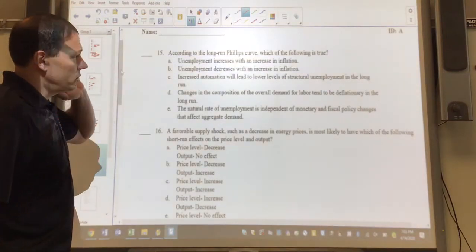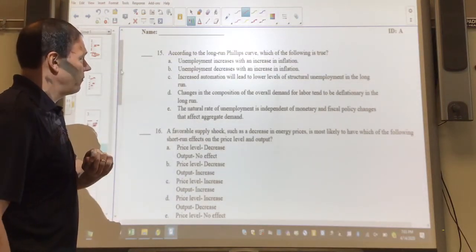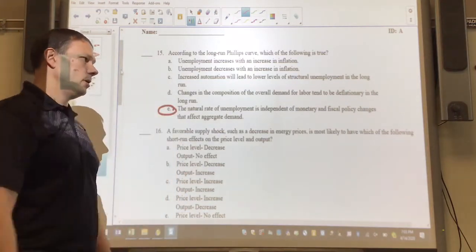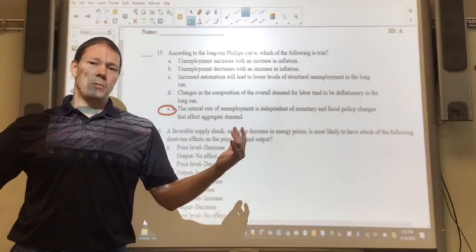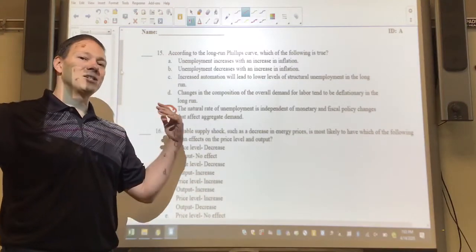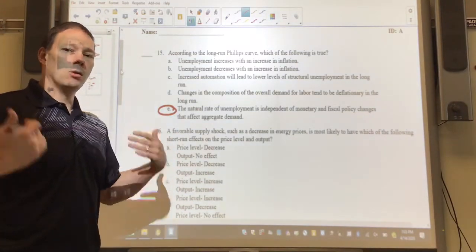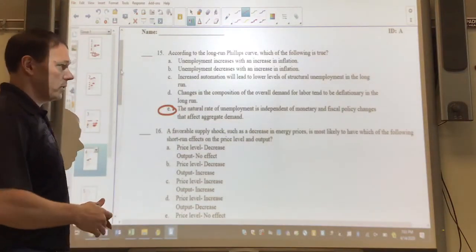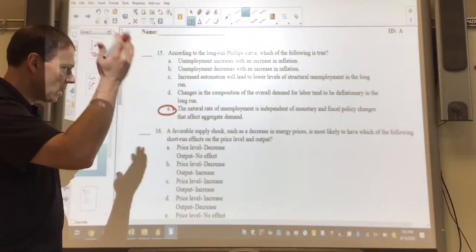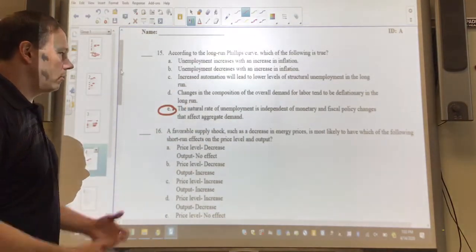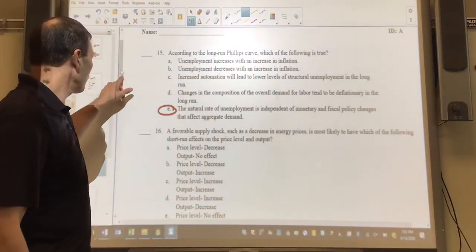Number 15, according to the long-run Phillips curve, which of the following is true? And the answer is that in the long run, you can do all the fiscal and monetary policy actions you want, but eventually we're going to come back to that full employment output, which is what the long-run Phillips curve is measuring. So in other words, prices go up and down, but we always come back there. So whatever the government does is not going to matter. In the long run, we come back to full employment.